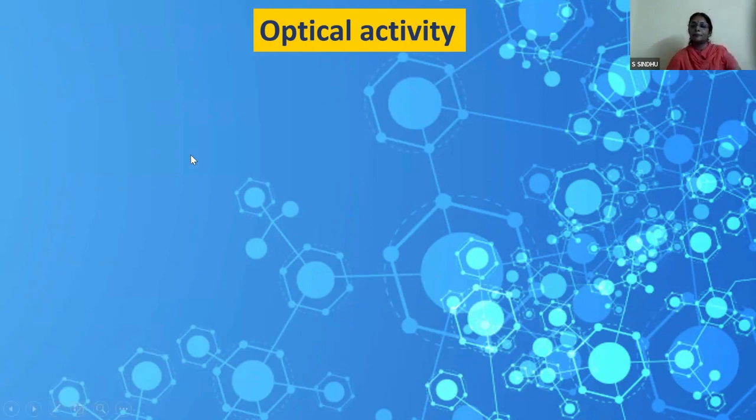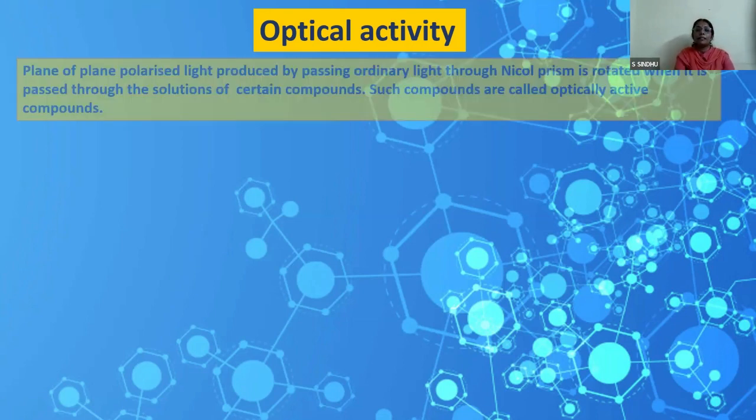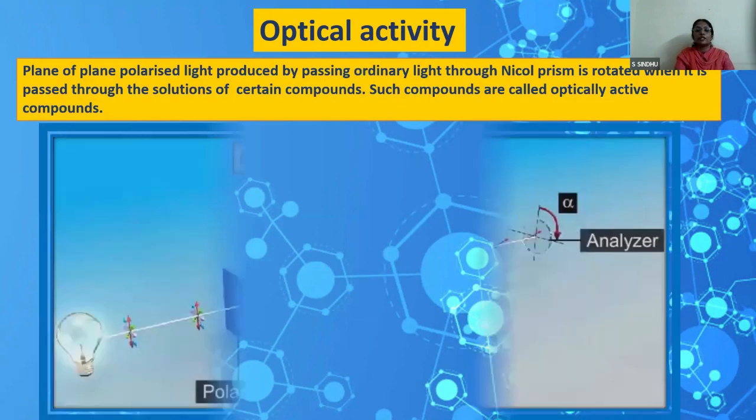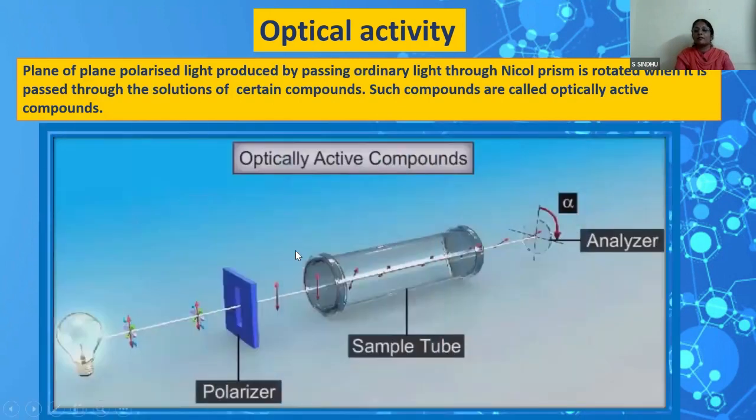Yes, ma'am? An asymmetric carbon should be there. Yes, we have to look for an asymmetric center in the organic compound. That way we can easily identify whether it's going to be optically active or not. And identifying the optical activity is basically its rotation of plane polarized light. When we pass it through the sample, if the plane of polarized light rotates in a clockwise direction, it is dextrorotatory. If it rotates in an anti-clockwise direction, then it is levorotatory.